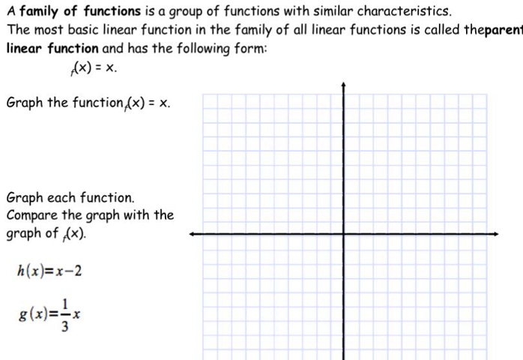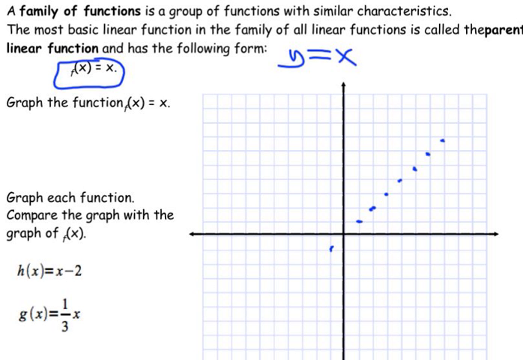In terms of the next thing, a family of functions is a group of functions with similar characteristics. The most basic linear function in the family of all linear functions is called the parent linear function, which has the following form. This is the most simple thing we got. This is basically, if you were to use the y term, y is equal to x. That means for each time you go up 1 over 1, up 1 over 1. So I'm going to try and draw this right here. So it's here, it's here, it's here. That's what the parent function looks like.